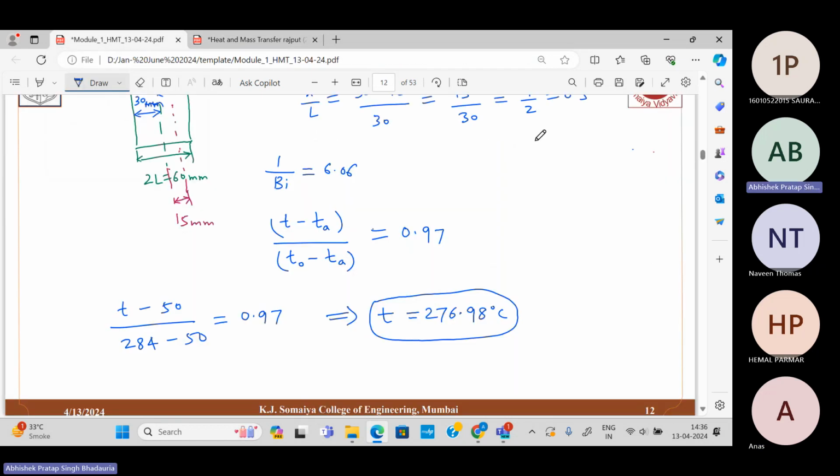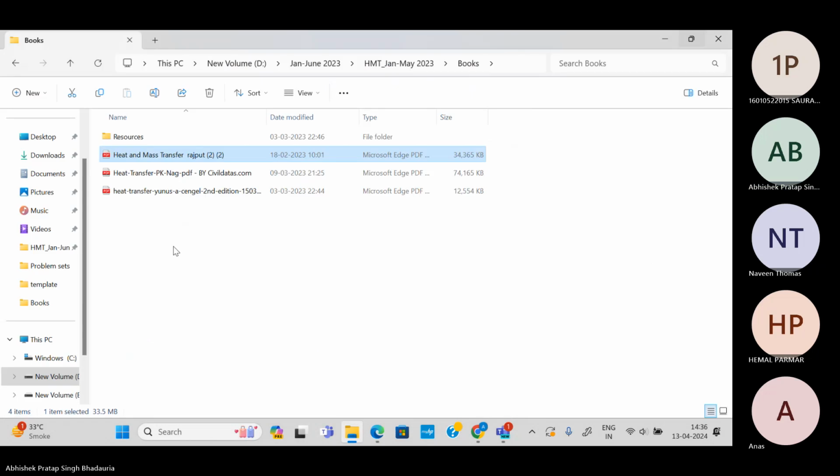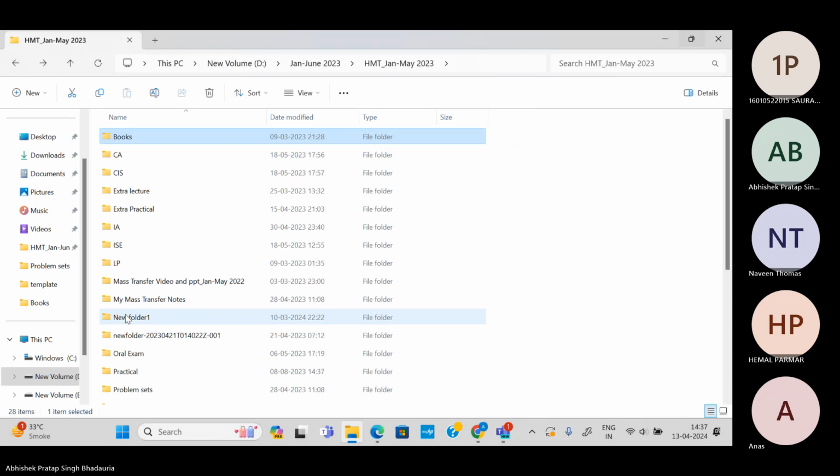So let's go ahead. Now we will take the next problem. So the next problem is problem 5. Just solve this problem. It is one of the classical problems, always asked a number of times in the exam. Okay, so just do this.